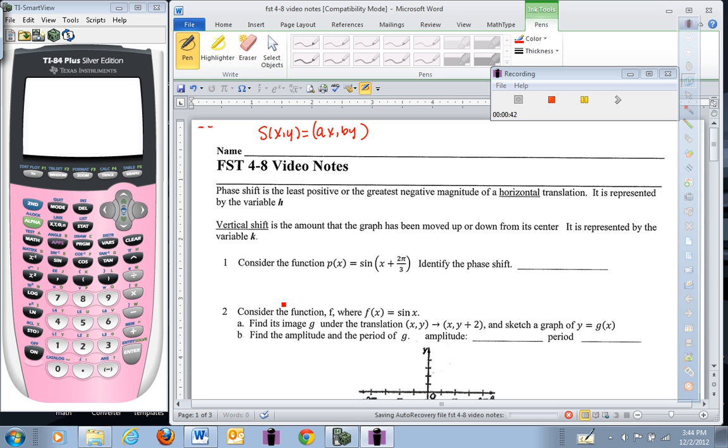But now in Lesson 4.8, we're actually going to work backwards and look at the translation. What would happen if you add on some amount h, and then you have your y plus k amount? So remember, this h is going to be the horizontal translation, and this k is going to be the vertical translation.